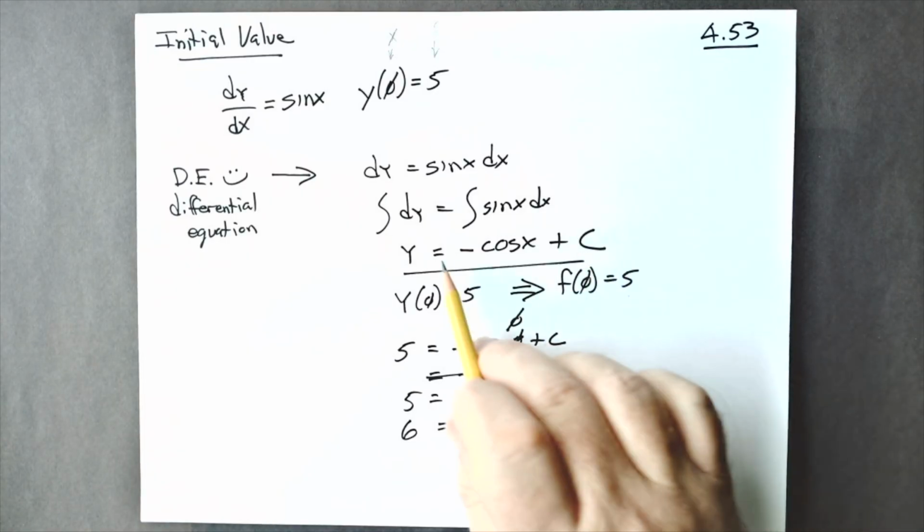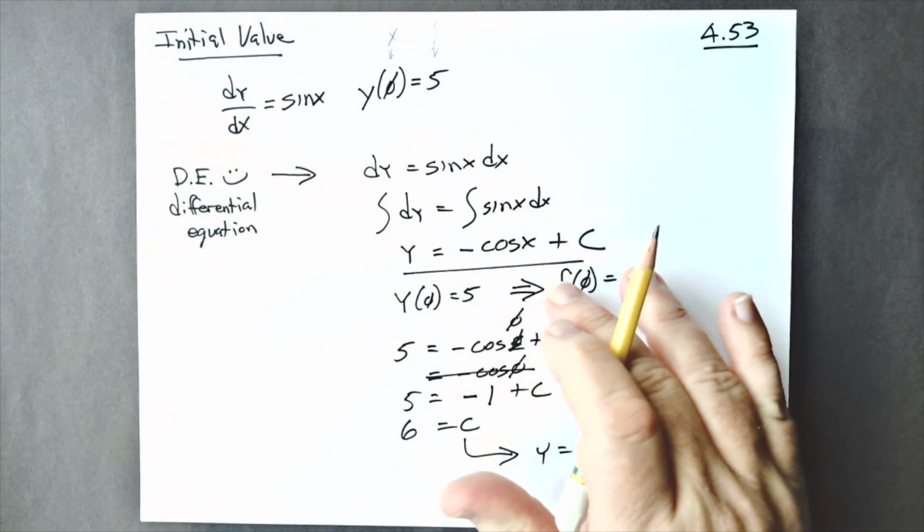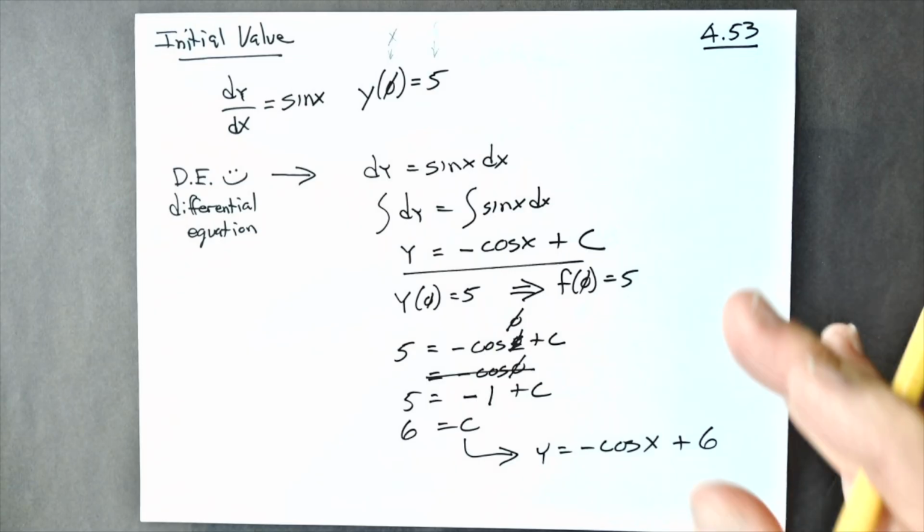So this c accounts for both. Remember that c accounts for both sides. It accounts for negatives and positives. So we can just leave it as a c.